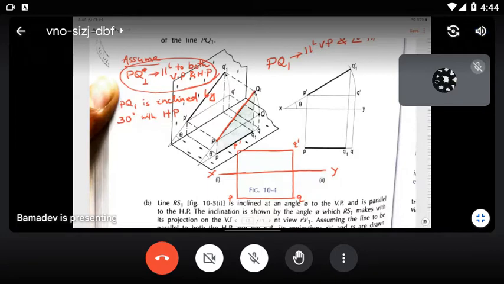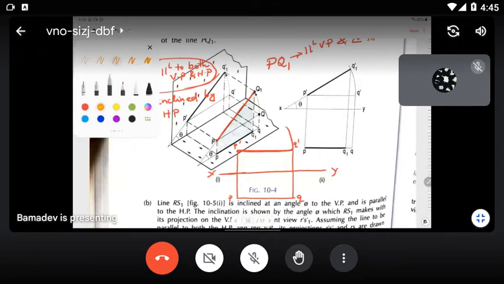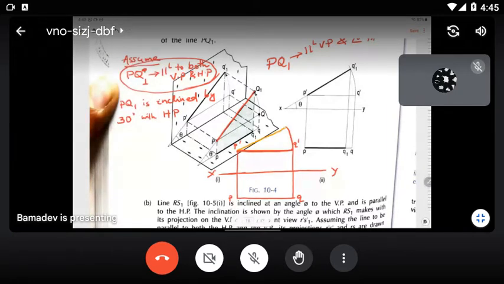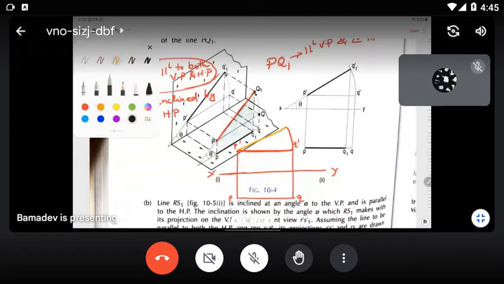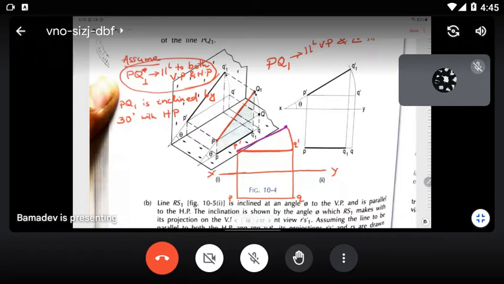Now you do one thing, make 30 degree here, or take this as center, P dash Q dash as a radius, and make an angle 30 degree. Right? So this point is Q1 dash.